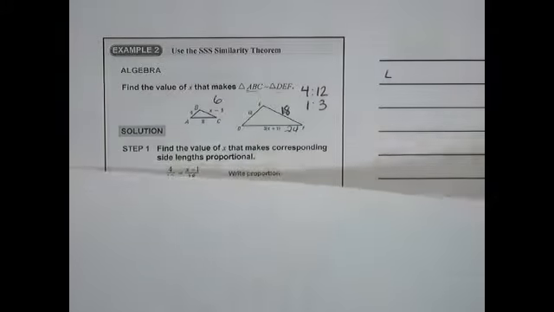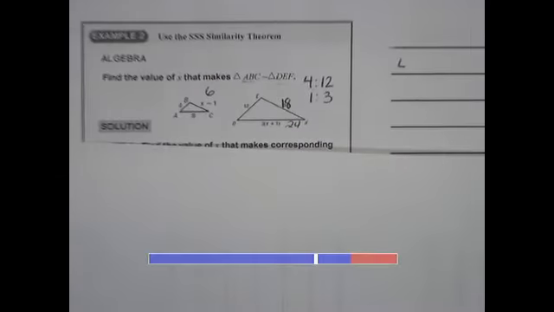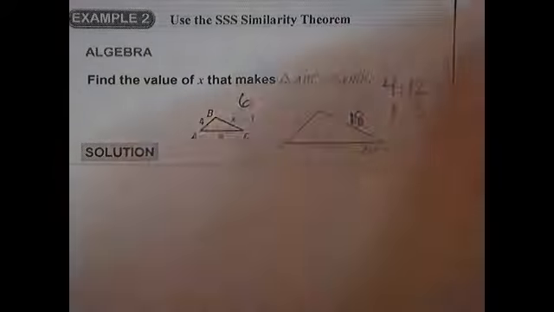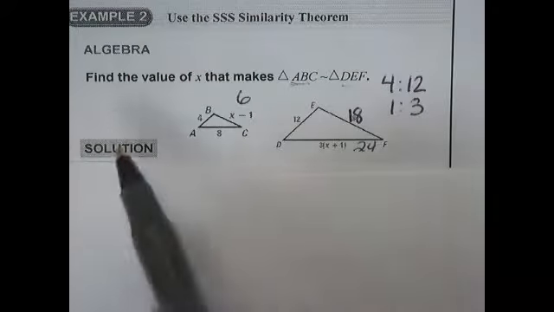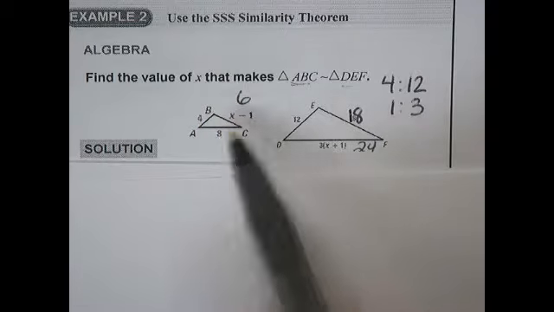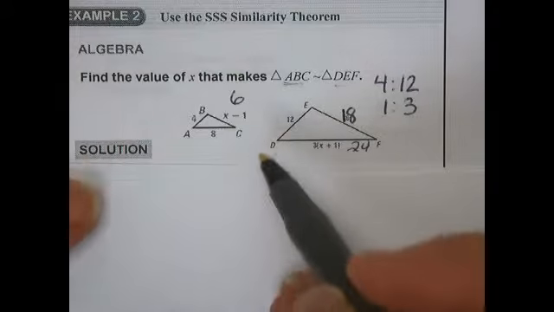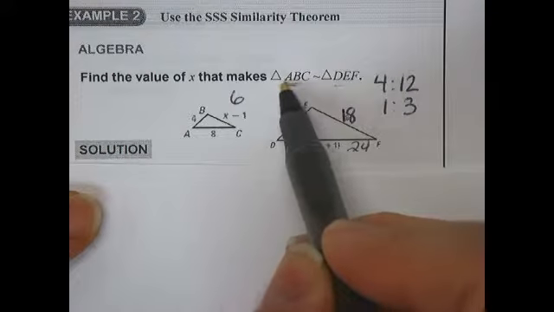Now we're going to look at our first example. Write your answers on a piece of paper because we will reference this in class. The problem says find the value of x that makes triangle ABC similar to DEF. Notice the only information given are the sides, so we need to consider the side-side-side similarity theorem.